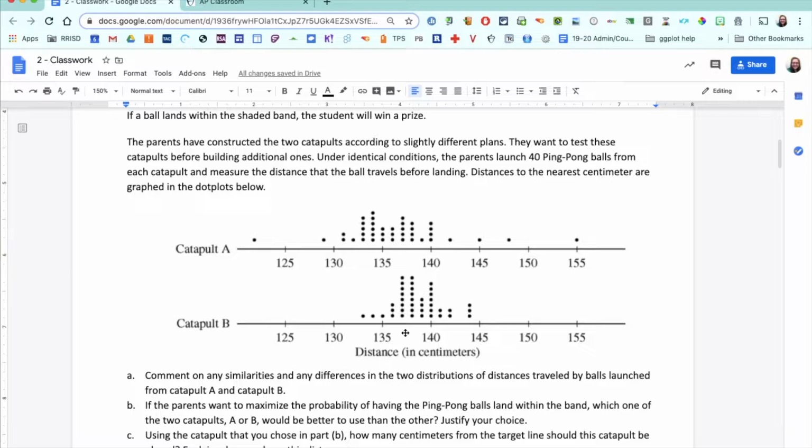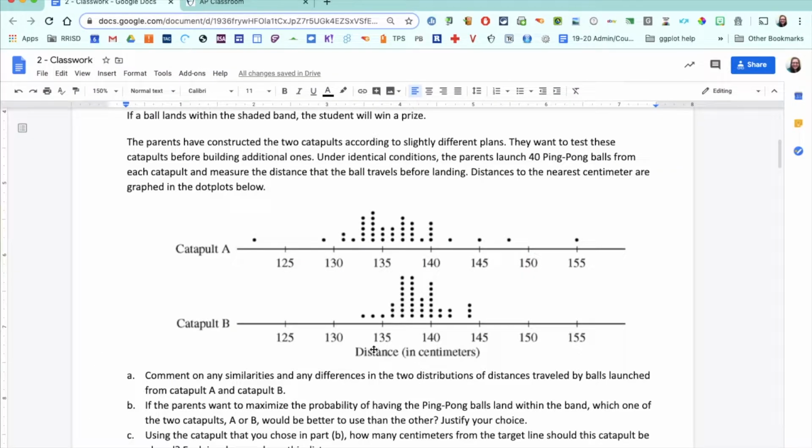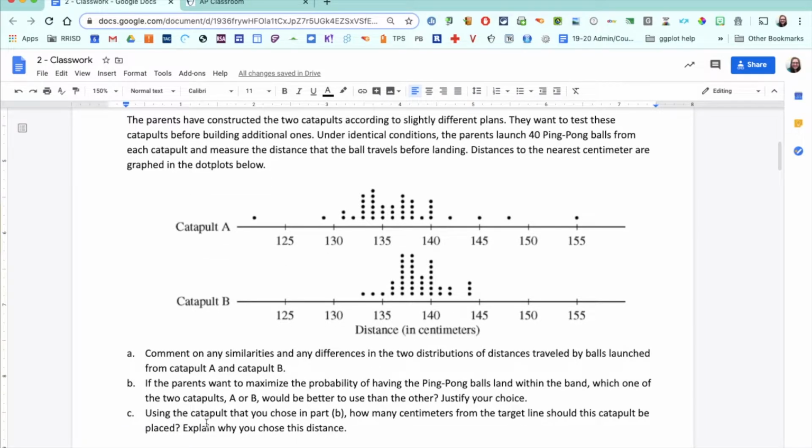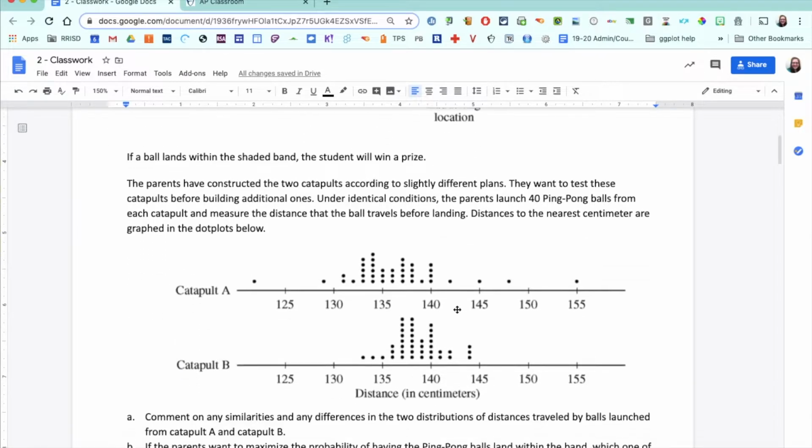So we have more data kind of squished together compared to catapult A, which had ping pong ball distances that were much more spread out. All right, so that is part B. And then last but not least, part C is asking, using the catapult you chose in part B, explain how many centimeters from the target line should the catapult be placed. So again, we're trying to fit most balls getting within that 5 centimeter range.